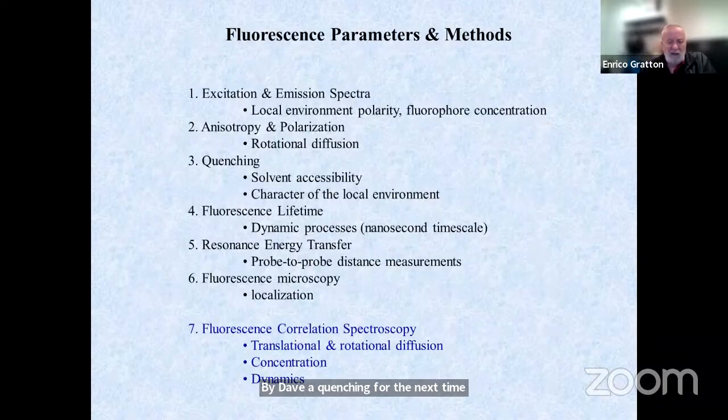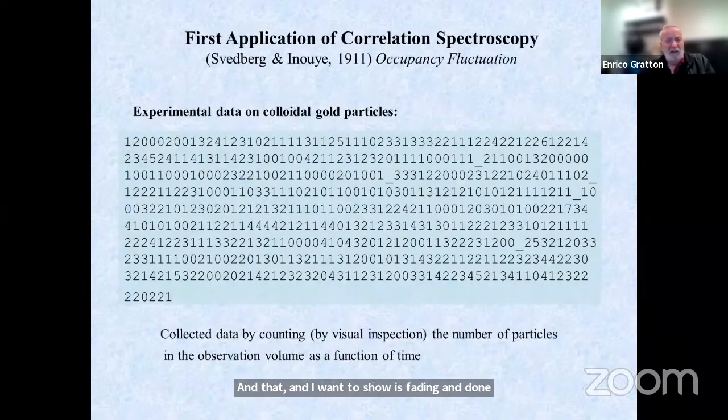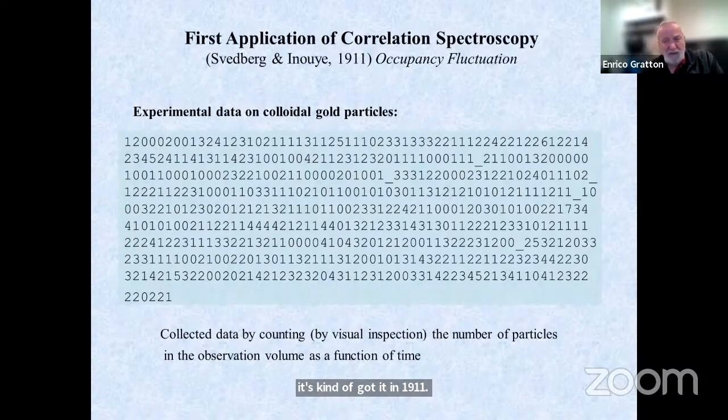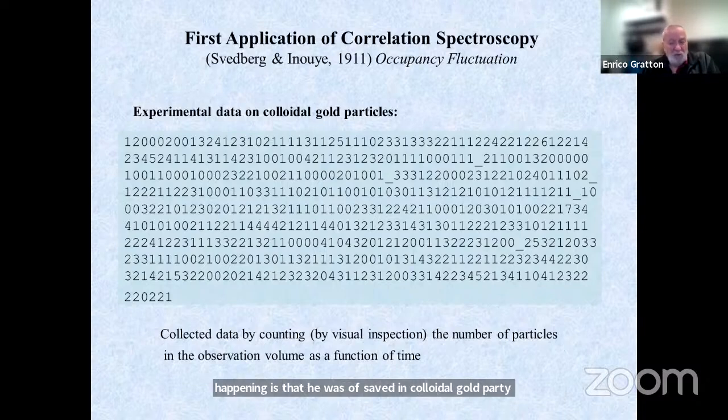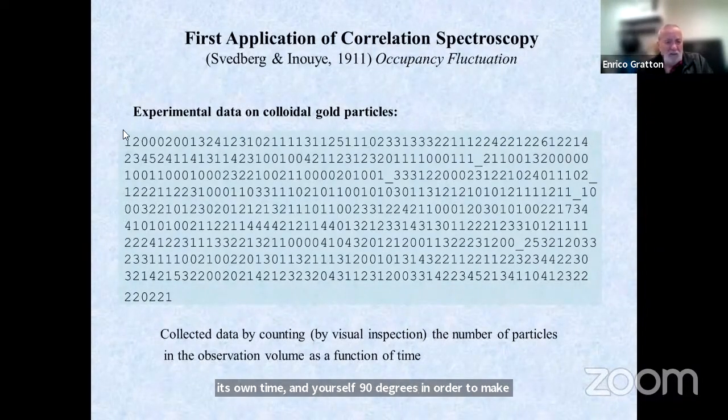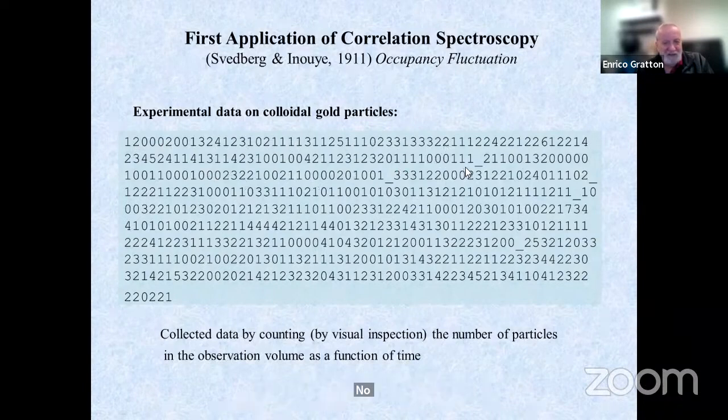And I want to show an experiment done by Svedberg in 1911, immediately after Einstein proposed his explanation. He was observing colloidal gold particles with what he called a super microscope, which is actually a microscope in which the light comes horizontally and you observe at 90 degrees in order to measure the particles. And this is the record that was copied from the first page of his paper. And you see, he says, I see one particle, I see two particles, I see none, none, none, and so on. And then it goes in the list, and here he stops.